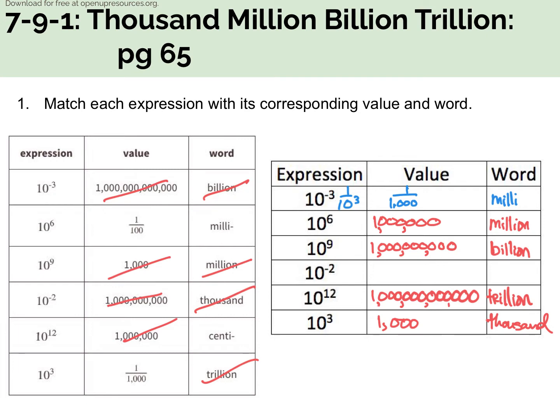And then let's do the other one. So we're going to do 1 over 10 to the second, because that's a mathematical definition, which is 1 over 100, and this is actually centi. Okay, so now we've put all the expressions together and all the words together and the values together. So hopefully you understand that. If you did not, go ahead and pause, rewind that, and then do it again, and then come back.